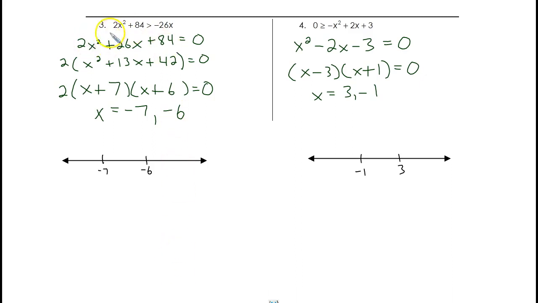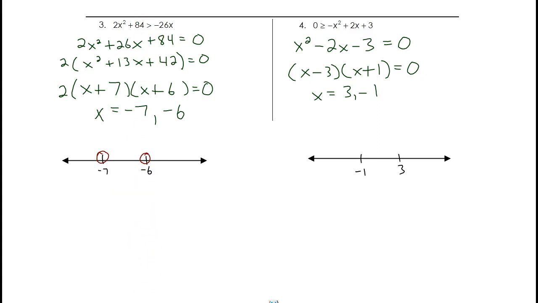All right, so I've already factored number 3. I added 26x to the left to get it in standard form. I noticed there was a greatest common factor of 2, so I divided it out to the front. Then I factored the resulting quadratic into x plus 7 and x plus 6, which gave me 2 solutions when I set each equal to 0. Now remember, negative 7 and negative 6 are our important spots. The fact that it starts as a greater than problem means they are going to have open circles. It's only closed if it's or equal to.